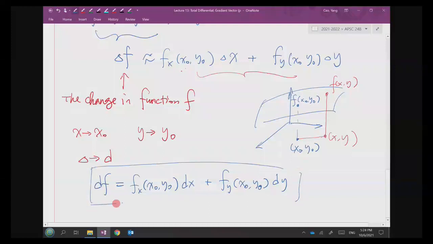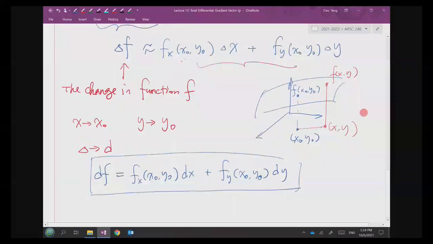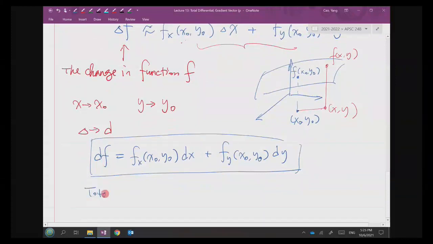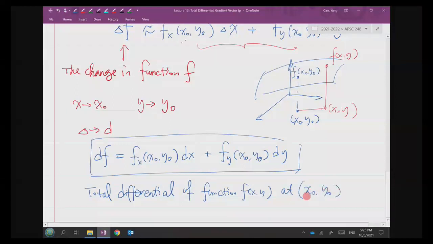So this is the result of the so-called total differential. As x approaches x₀ and y approaches y₀, not only does delta become a straight d, the approximation sign will become a straight equal sign. That's a limit concept. So this expression is the so-called total differential of a function f(x,y) at the x₀, y₀ location.